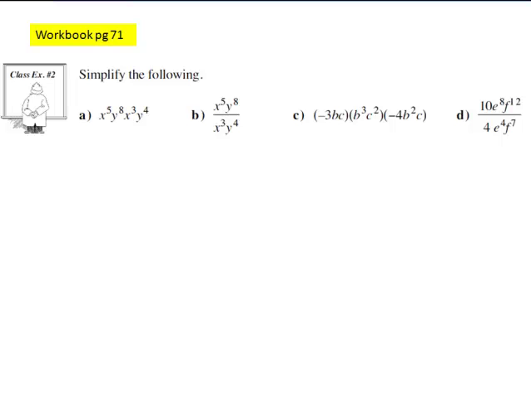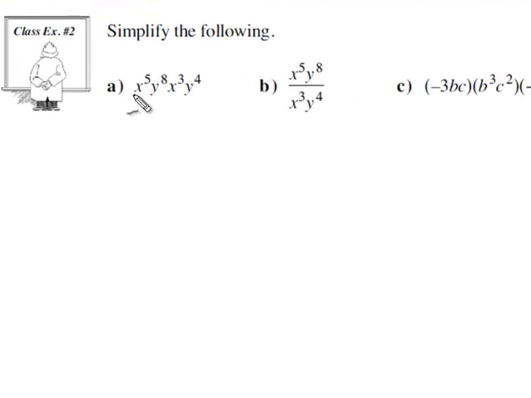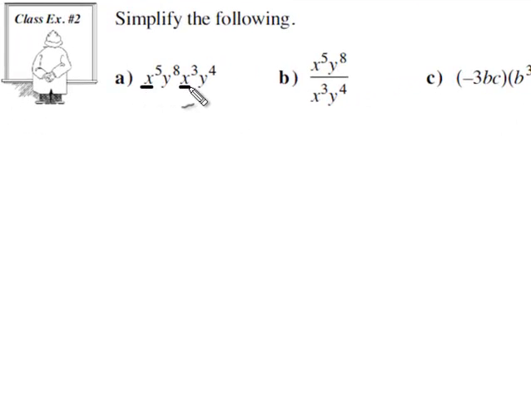Simplify the following. This example is a little bit trickier than the previous example because each question has more than one power in it, more than one variable. So just like before though, we're only going to look at like variables each time. So in part A, I've got x to the 5th, y to the 8th, x cubed, y to the 4th.